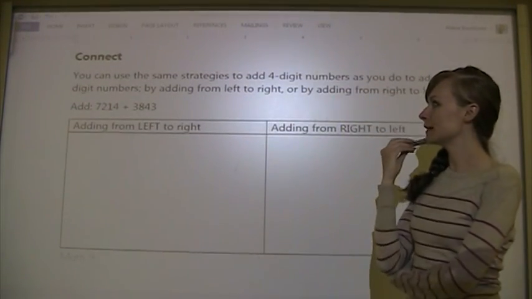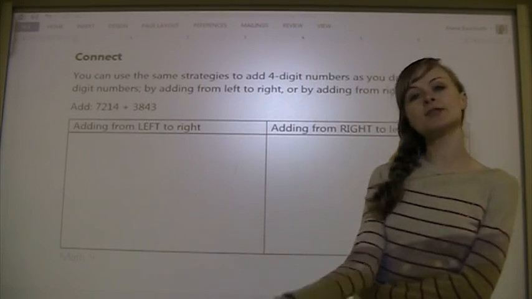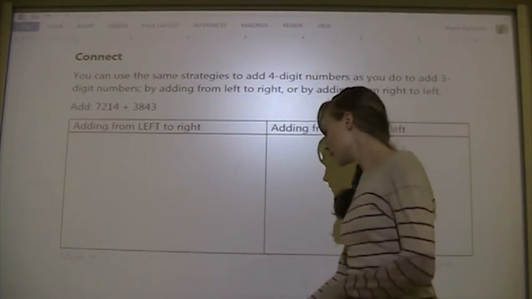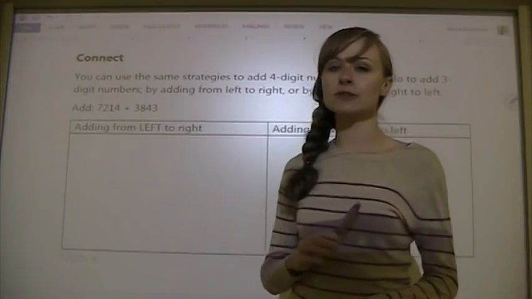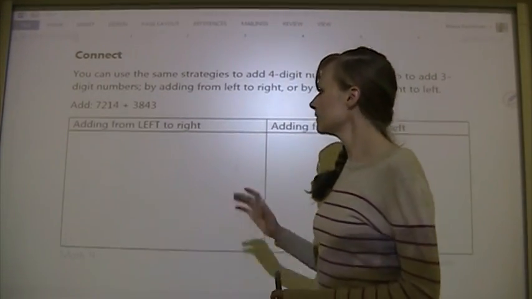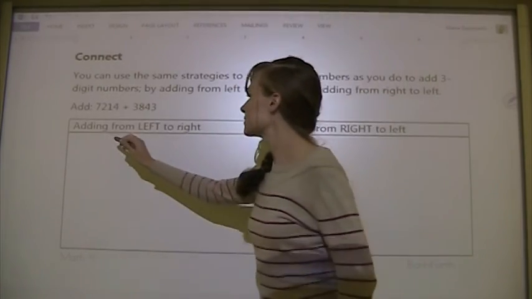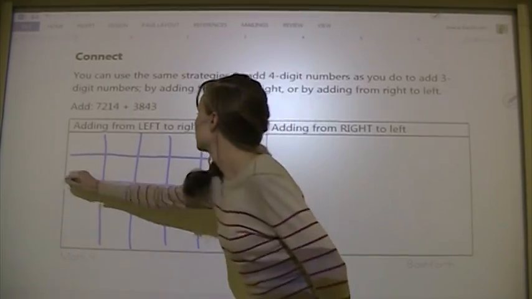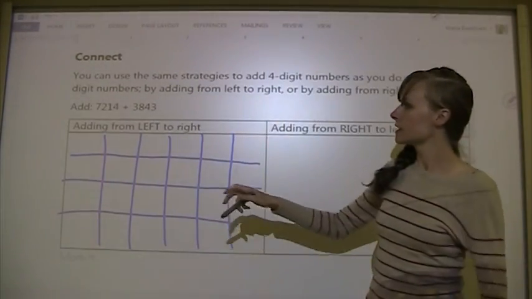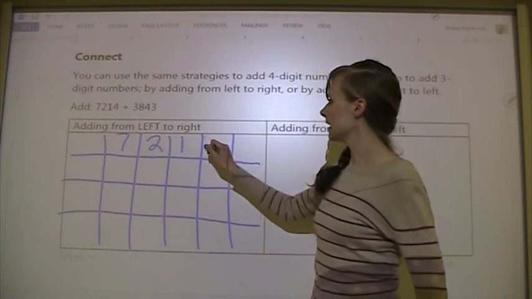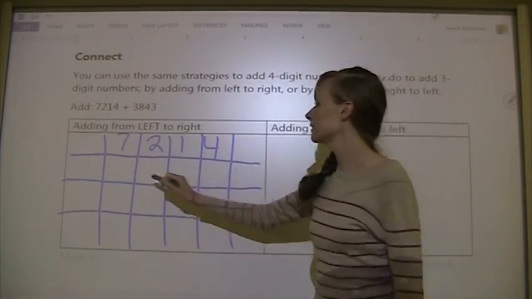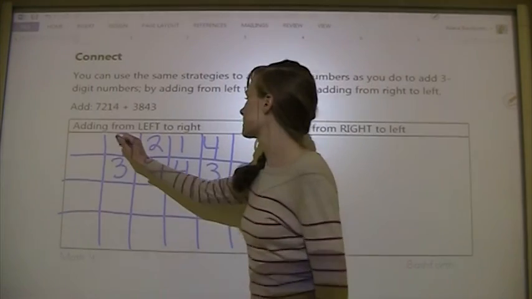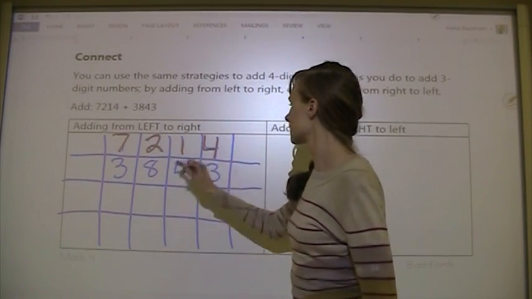Now connect. You can use the same strategies, as I said, to add 4-digit numbers as you did with 3-digit numbers. There's just one extra digit to add, and it's basically the same thing. If you got 3-digit numbers easily, then 4-digit numbers are going to be probably a breeze for you. Sometimes it helps on your graph paper. So let's imagine this is graph paper here. If it helps, you could put each number in a square so that it's definitely lined up. That's kind of hard to see. It's probably no better.